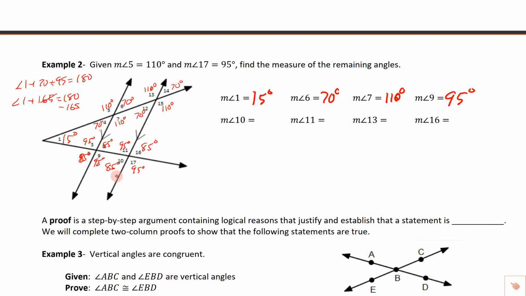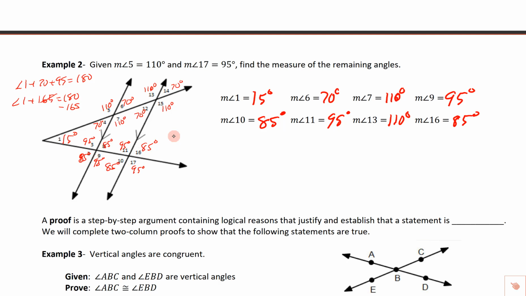Angle 10 is over here. That's 85. Angle 11, that's 95. Angle 13, that's up here. That's 110. And angle 16 over here, so that's going to be 85. And we could have asked all of these. Again, there's 17 angles, but we probably don't need to take the time to do that.